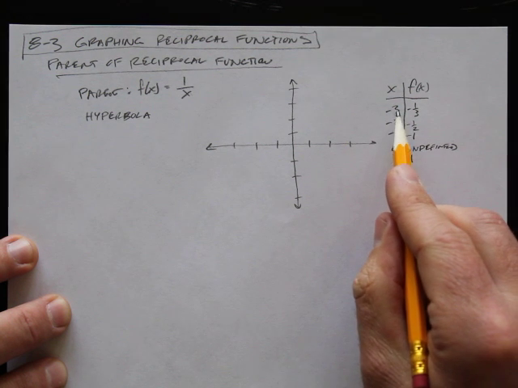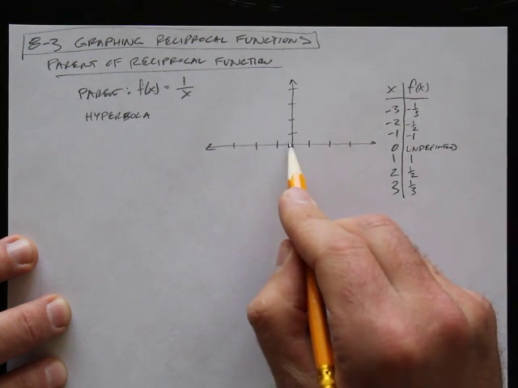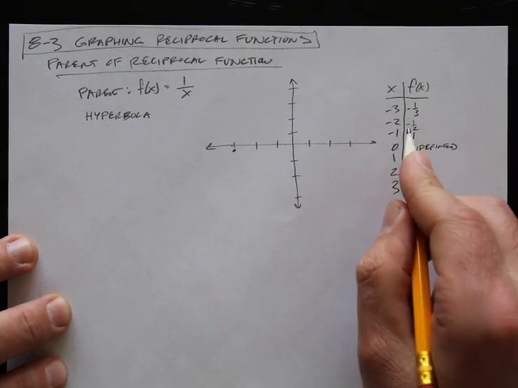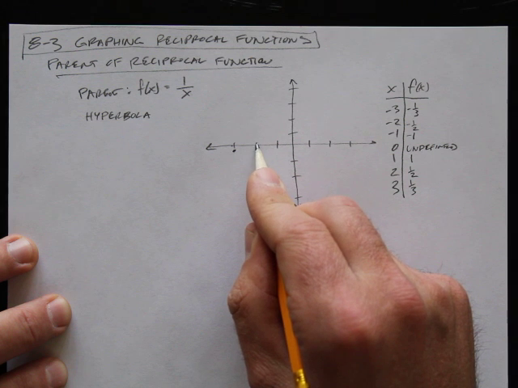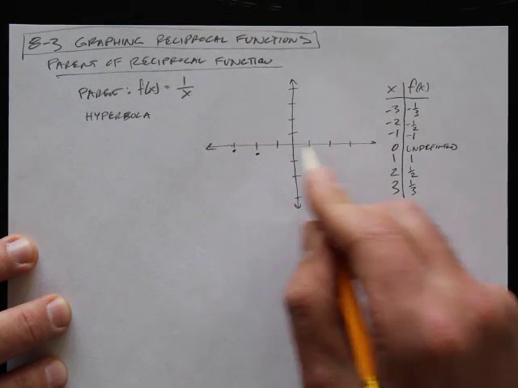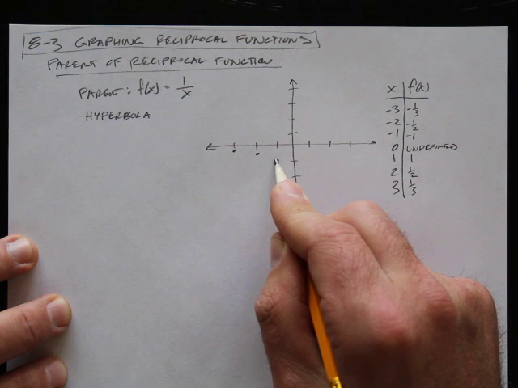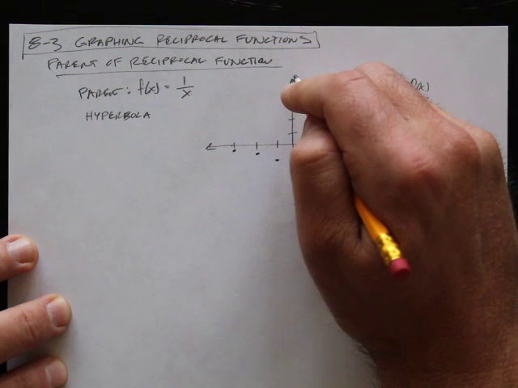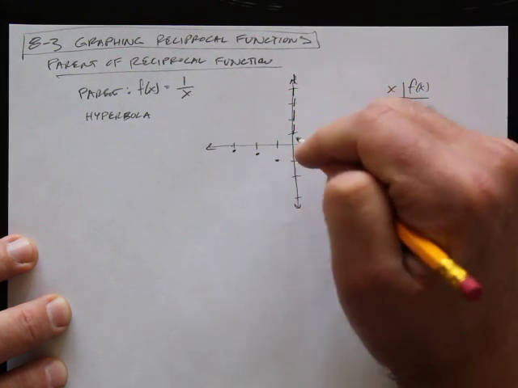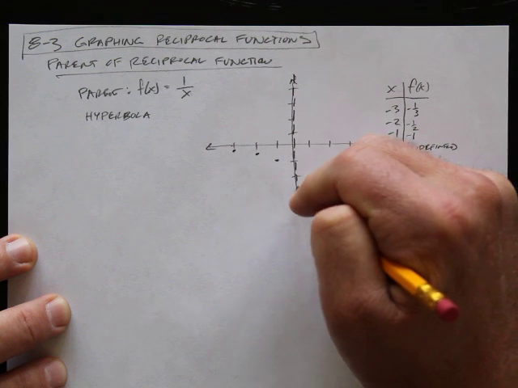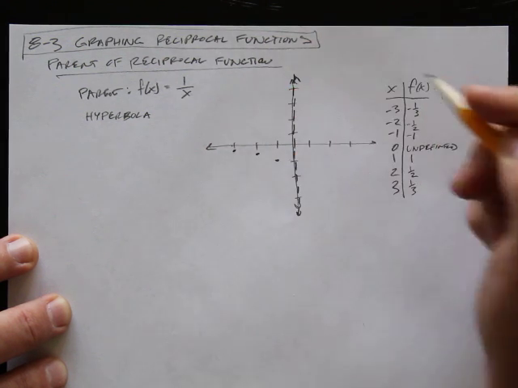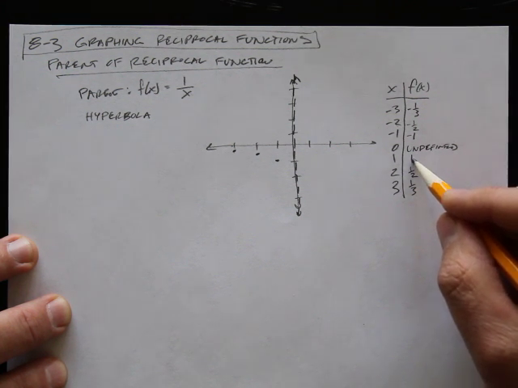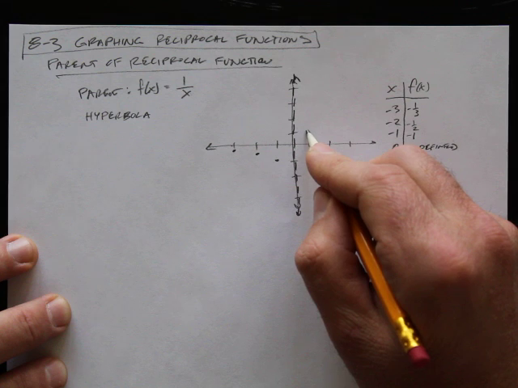These are all points, right? So negative 3, negative 1 third. Negative 3, 1, 2, 3. Negative 1 third, that's about right here. Negative 2, negative 1 half, that's about right here. Negative 1, negative 1, we're right there. 0 is undefined. So I'm going to put a dotted line at x equals 0. And that is my asymptote. We'll look at that in just a second. 1, 1 is right here.